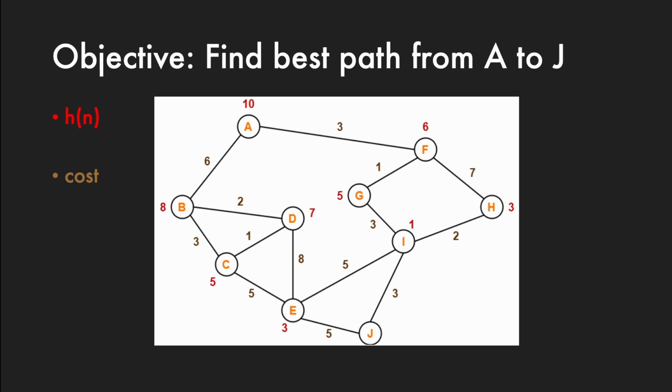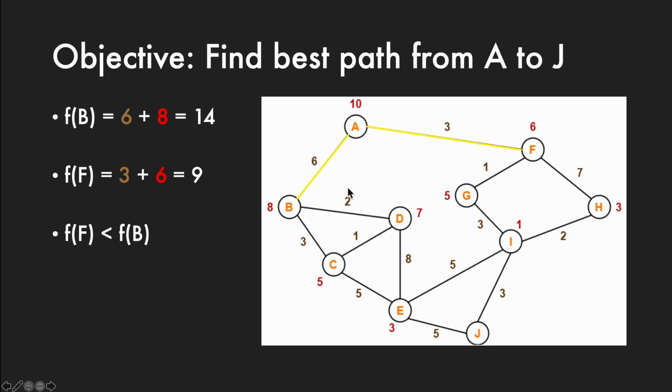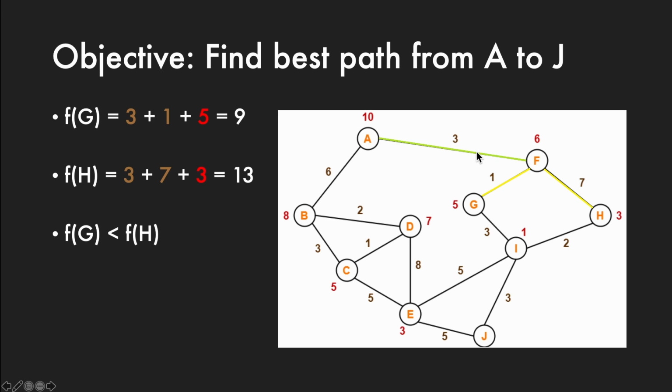So we want to find the best path from A to J, basically the cheapest path, the path of least resistance. So in red we have the heuristic values, and in brown we have the costs. And so we start at A, and we look at our children B and F, and we make some calculations. So for F, we say 3 plus 6, that's 9. And for B, we do 6 plus 8, that's 14. And so we see that F is the cheaper one, so we visit F.